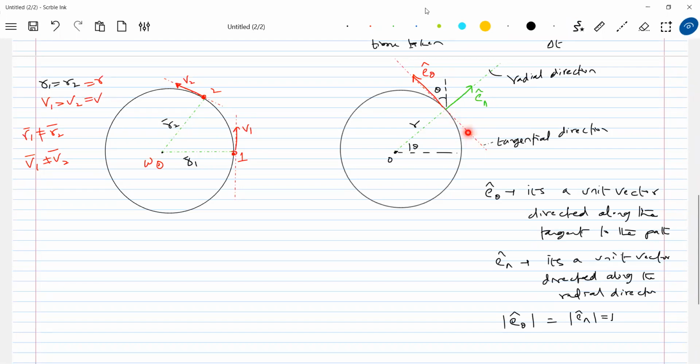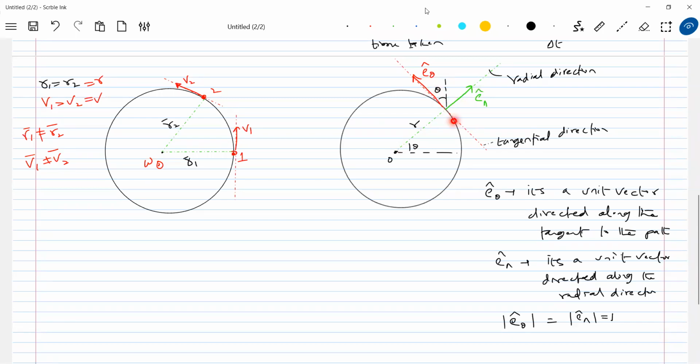If the particle revolves counterclockwise, then E theta cap will be like this. If the particle revolves clockwise, E theta cap will be in this direction. But the radial direction is only one. Any quantity directed towards the center, I'll write minus En cap. So a unit vector can be positive or negative. Plus En cap means directed radially outward. Minus En cap means directed radially inward.